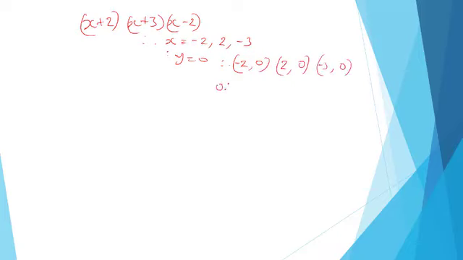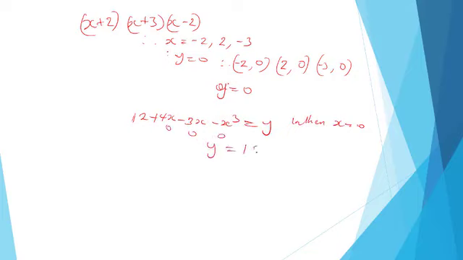And by inputting 0 into the original equation for x, we now have 12 plus 4x minus 3x squared minus x cubed equals y. When x is 0, this is 0, this 0, this 0, so y is equal to 12. That's what happens when x is 0. So we also have another point, x is 0 and y is 12.